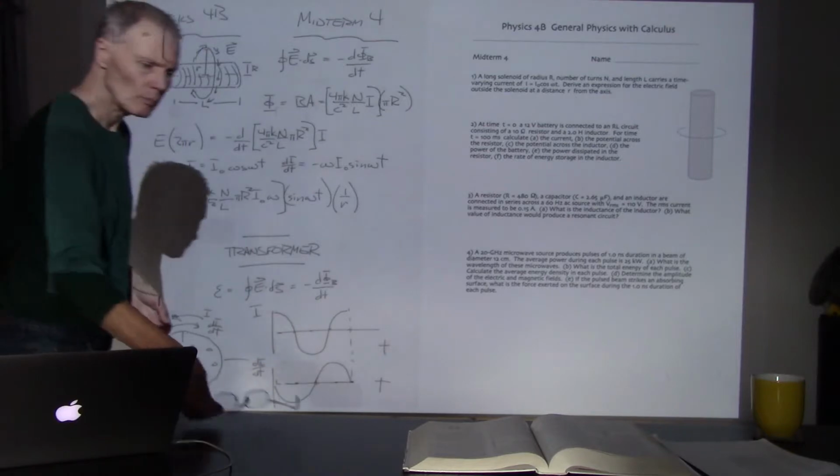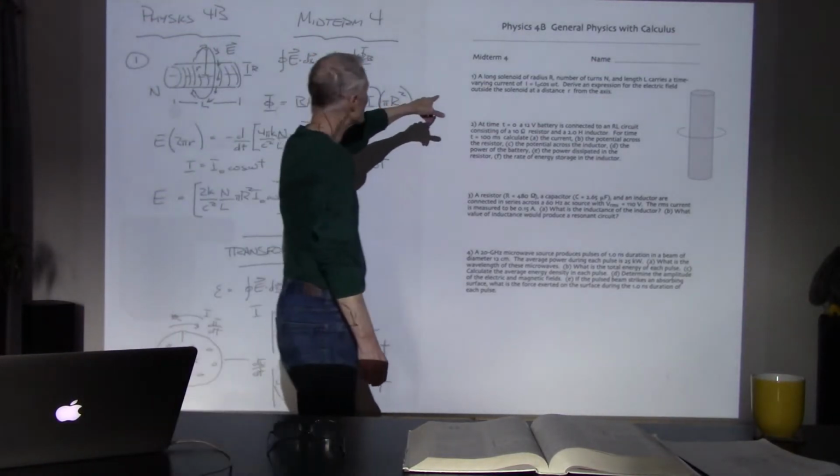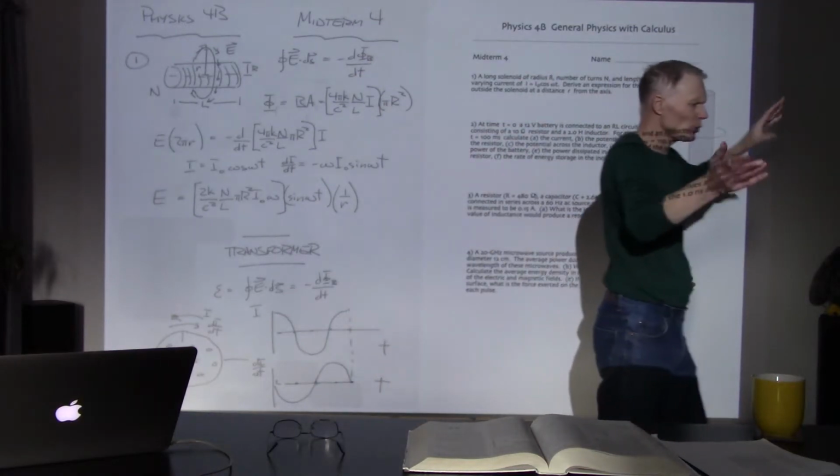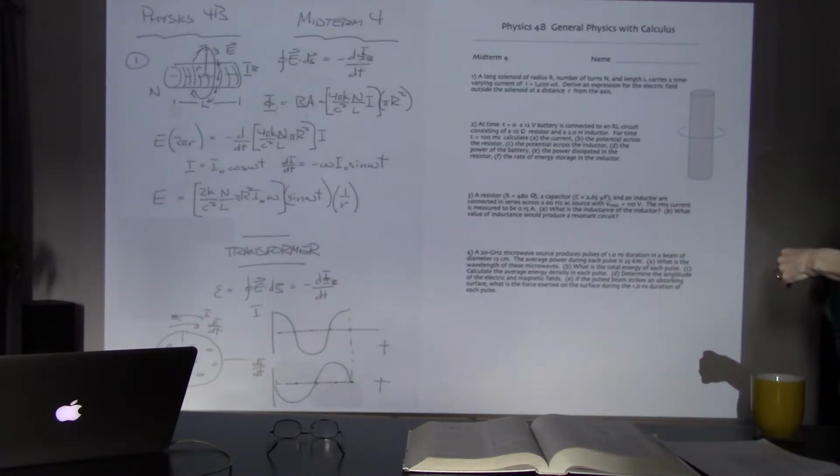So here's a solution on problem one. Problem one says that we have a long solenoid. So we've been using solenoids for everything, right? You're thinking of renaming the course, the solenoid course.